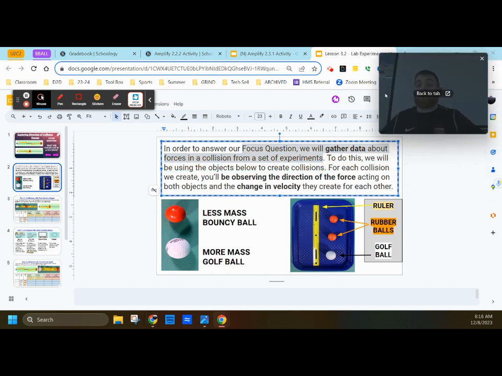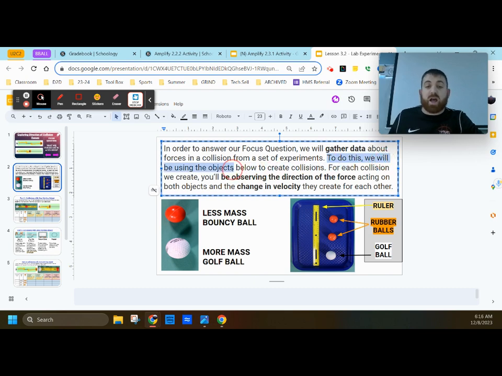So not just one experiment, but two experiments. To do this, we will be using the objects you see below to create collisions. So we got a ruler, we got a set of rubber balls and golf balls as well. And for each collision that we create, you're going to be observing the direction of the force acting on both objects after they collide and the change in the velocity they create for our different objects.